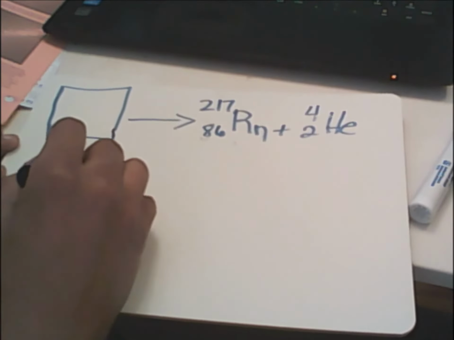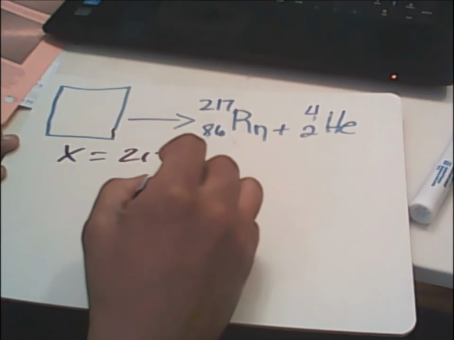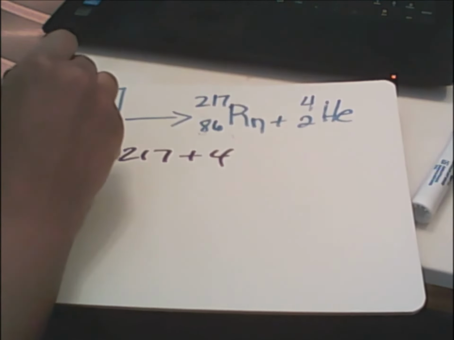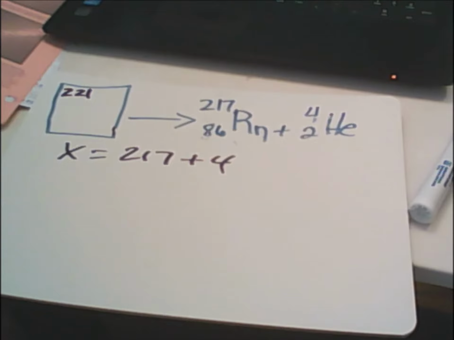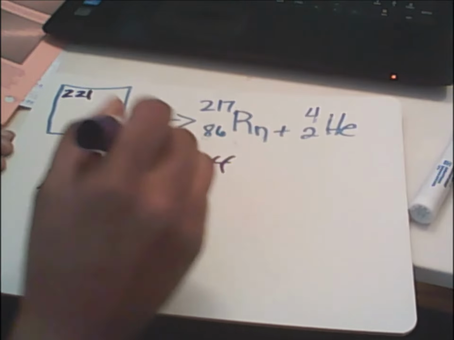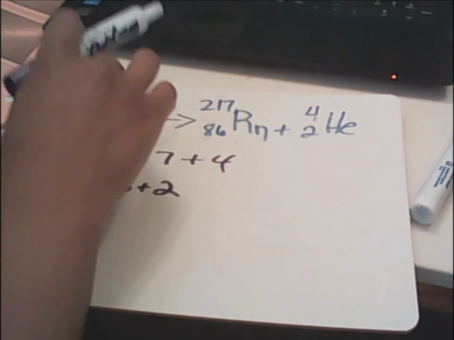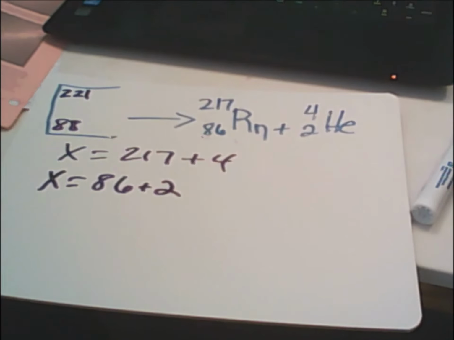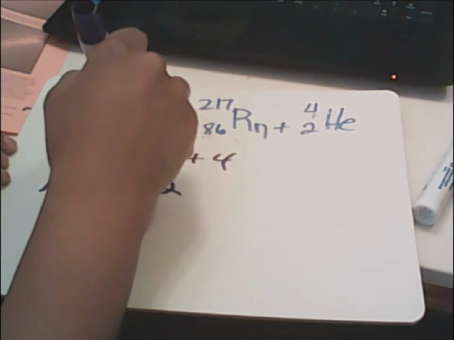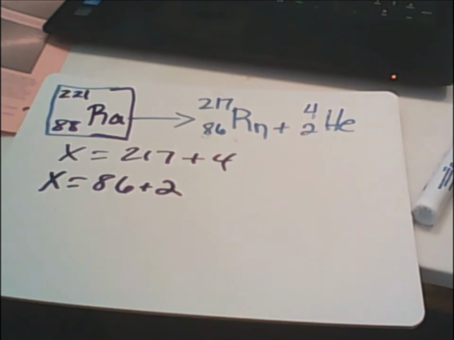So in other words, if I'm looking for my X for the top number, I'm just going to say 217 plus 4 for the top number. So 217 plus 4 is going to give me 221. I'm going to write that at the very top over here, 221. And for the bottom number, same thing. I've got 86 plus 2. That's going to give me 88. And I'm going to look at my periodic table for atomic number 88. And atomic number 88 is radium, Ra.